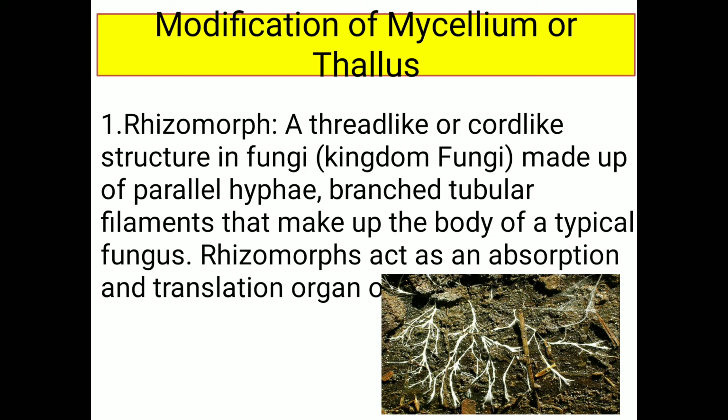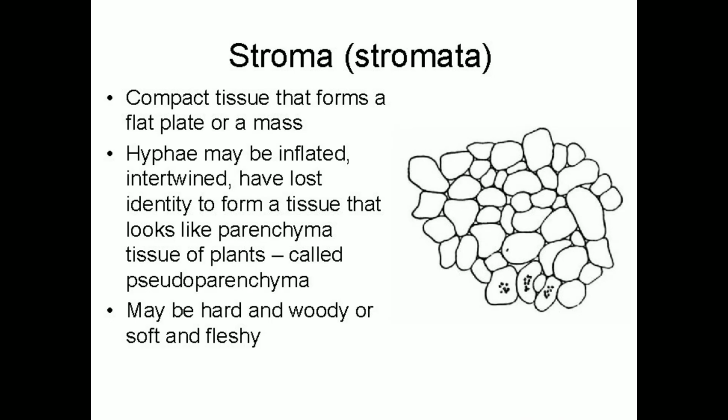As in the picture, we can clearly see the loosened hyphae or whitish mycelial growth, and a root-like structure of the fungus is observed. That root-like structure absorbs nutrients and water from the soil. That structure is called the rhizomorph. Second one is the stroma, or stromata.